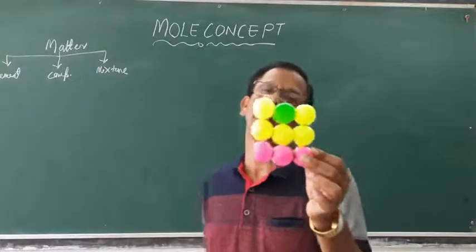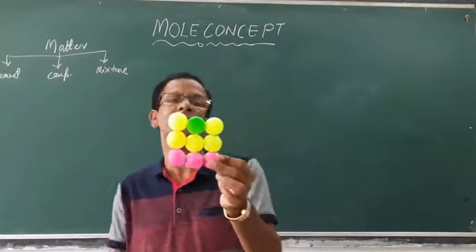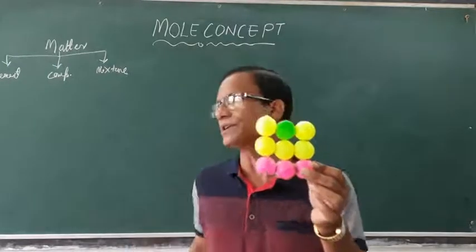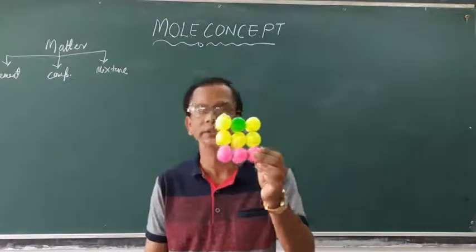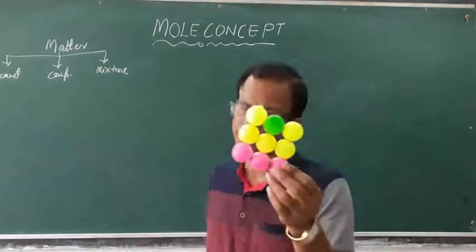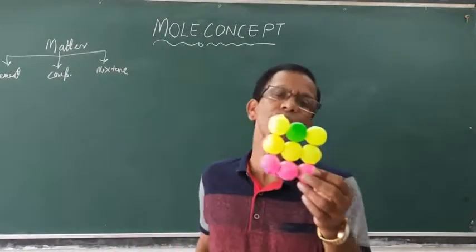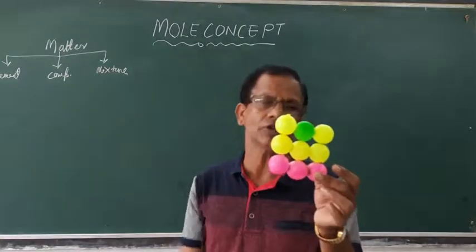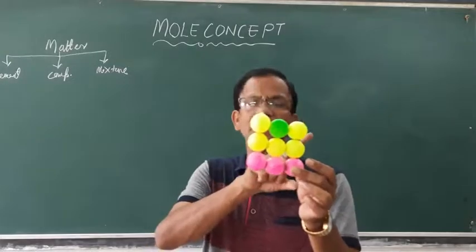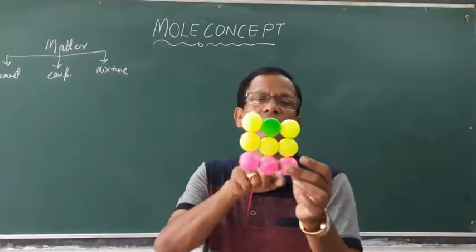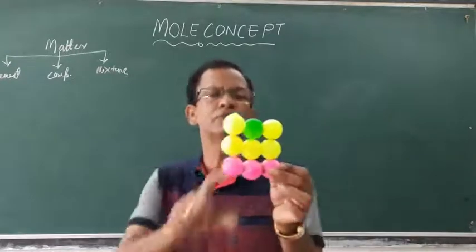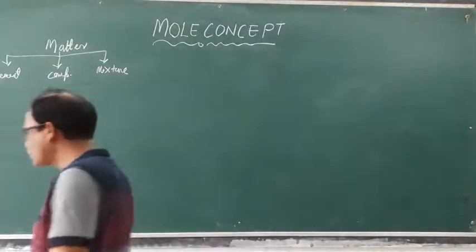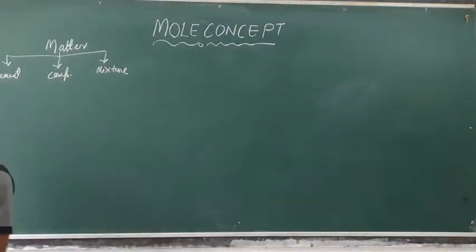And this arrangement, how many spheres does it contain? 9 spheres: 3, middle 3 and the last 3. Total 9 spheres it contains. And this structure is different. This matter is made of 9 spheres, and the arrangement is horizontal and vertical, in two planes. It is a two-dimensional plane. But I will show you another model.